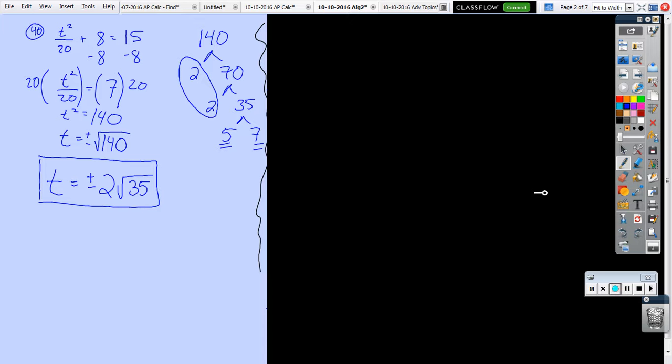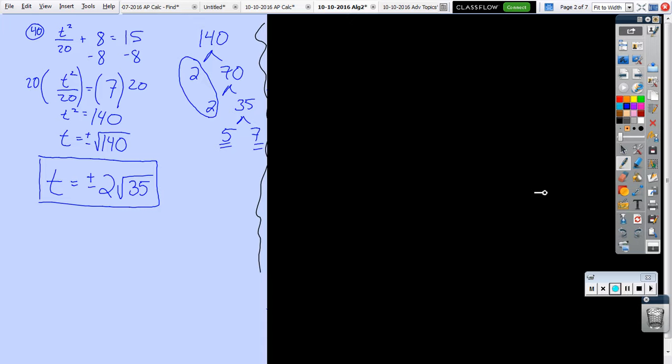Because it's the square root, circle pairs of a number. If it were the cube root, circle sets, groups of 3. But it's just a square root, so I circle a pair of 2's, and that's the only thing that makes a pair. So I'm left with 5 and 7 left over. That's going to be what's left underneath the radical.